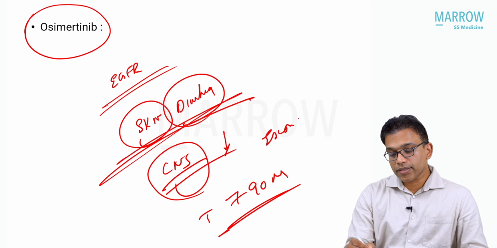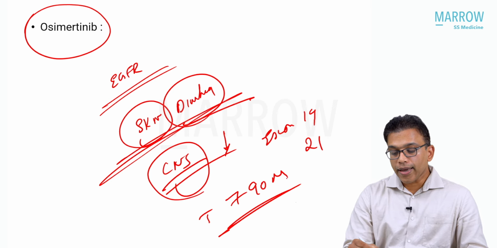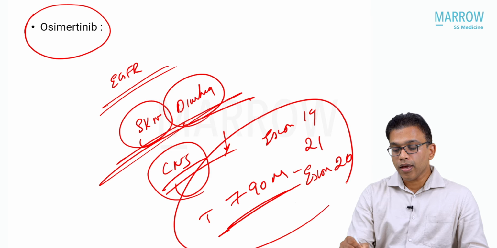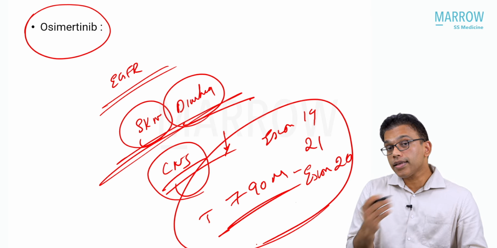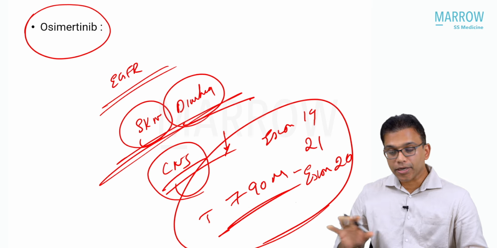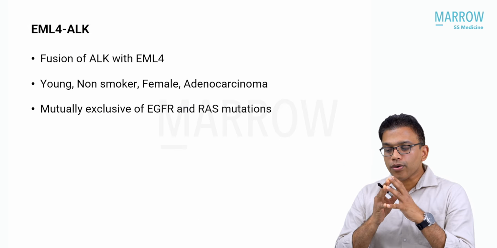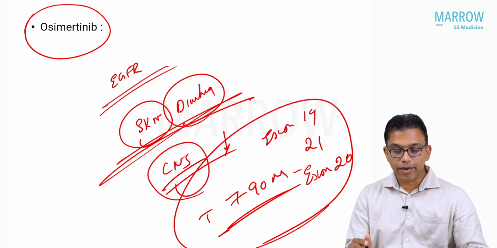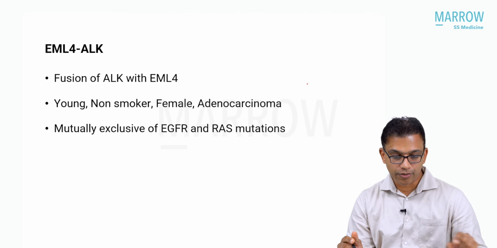So it is active against exon 19, exon 21 and the T790M mutation on exon 20 also. For other mutations on exon 20 other than T790M, osimertinib will not work. So remember osimertinib, as that is another area where you may get a question. Please refer to the module also.